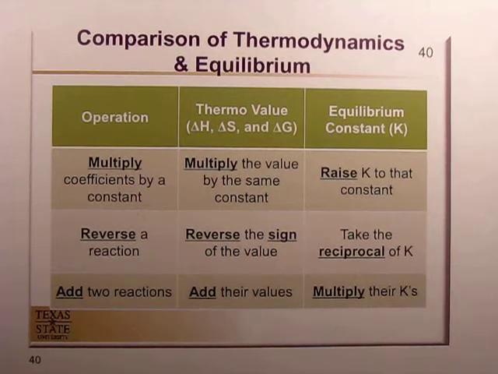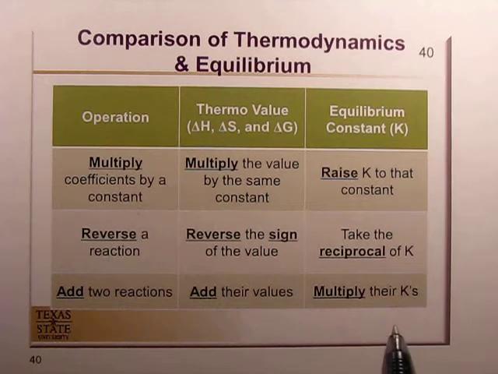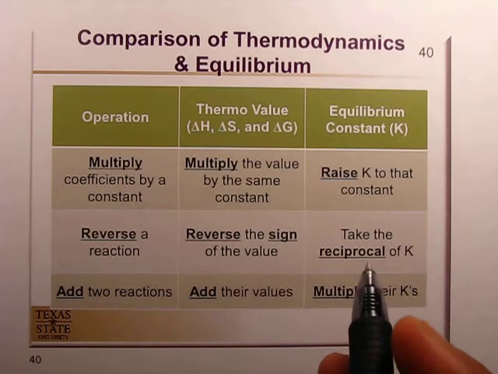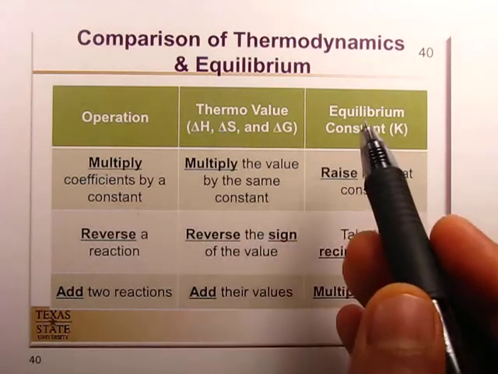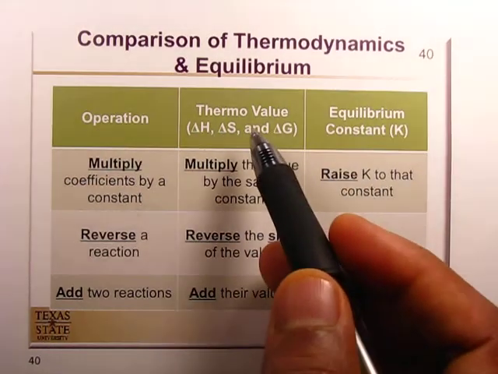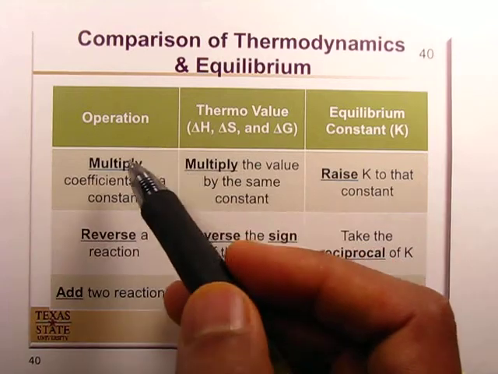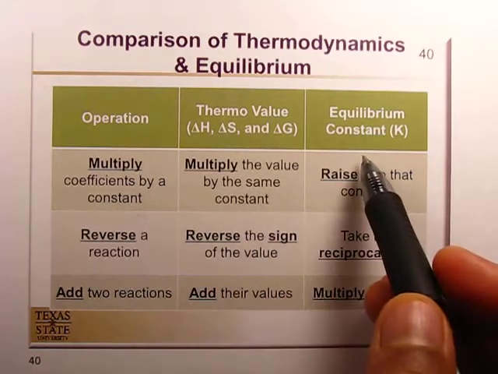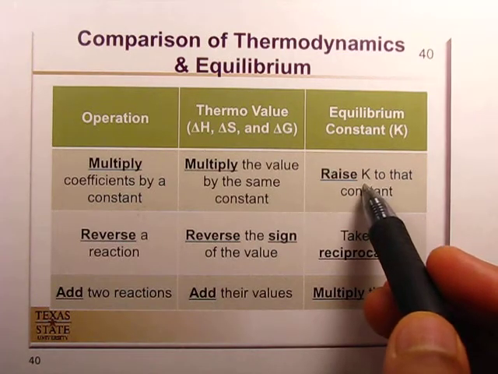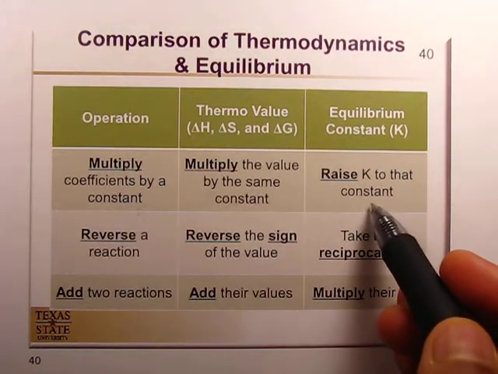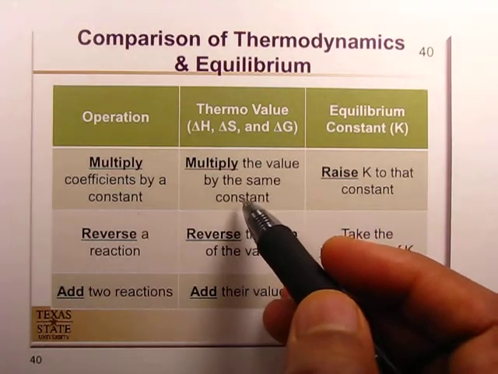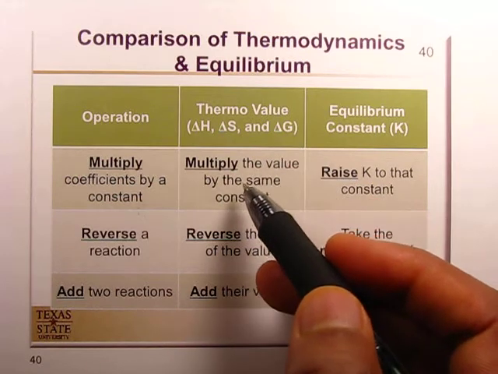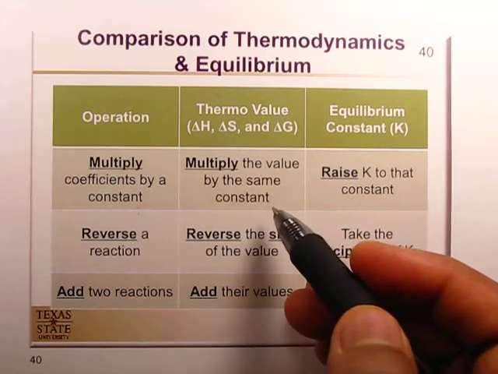So in this video we will do some calculations related to thermodynamics, and here is a comparison between the equilibrium constant and thermodynamic values. If we multiply a reaction by a constant, in the case of equilibrium we raise K to the power of that constant, and in the case of thermodynamic values, delta H, delta S, delta G, we multiply the value by the same constant.